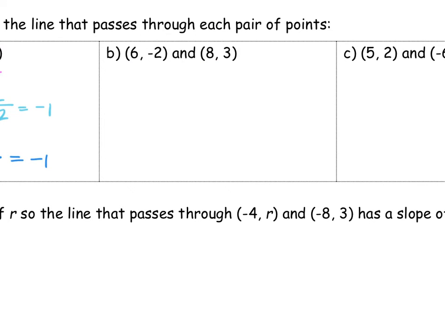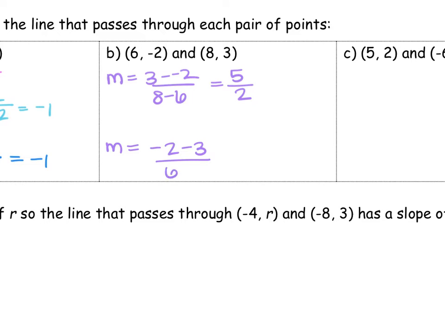Okay, looking at the next example, change in y over change in x, 3 minus -2 over 8 minus 6. 3 minus -2 is a +5 over 2. Okay, if you do it the other way, just for those of you who might have set it up the other way, -2 minus 3 over 6 minus 8. That's -5 over -2, and a negative over a negative is a positive.